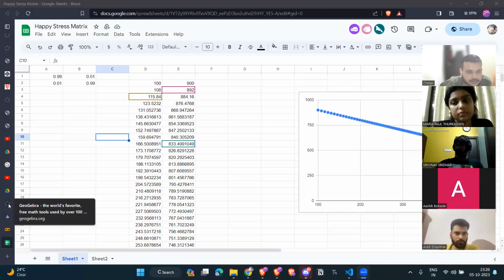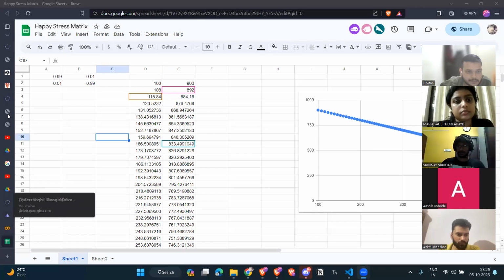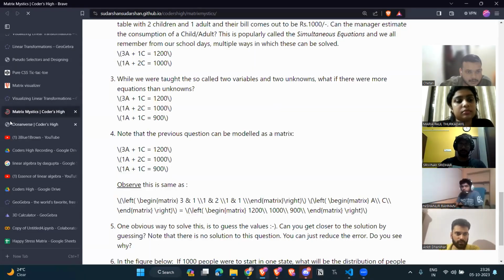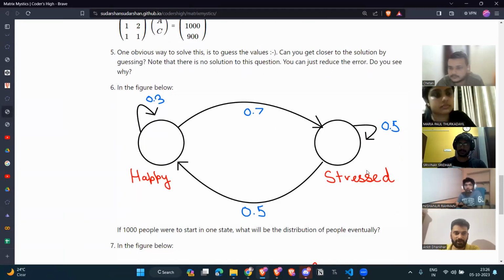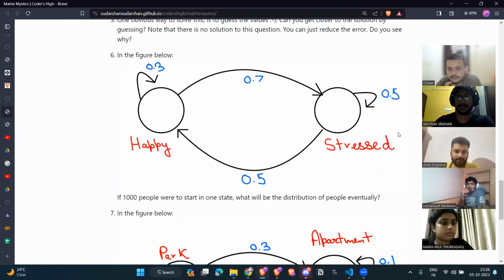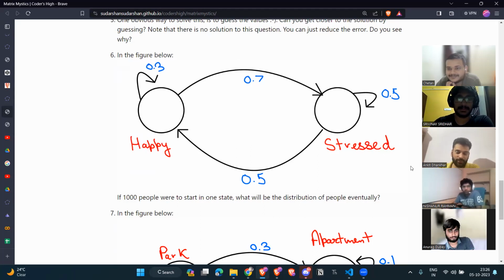Okay, the screen is visible, right? Yep. I was pasting a screenshot of the question, and the whiteboard just vanished, I don't know why. Okay, so this is the question, right? Coincidence. Yeah, so this is the question.